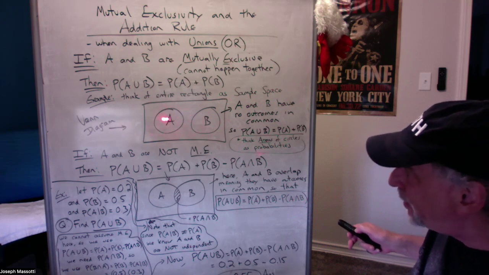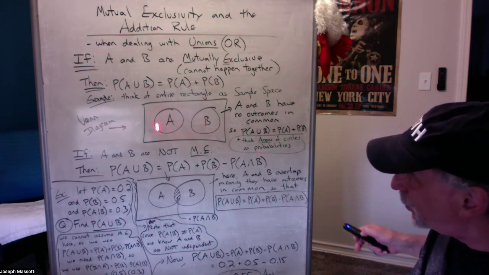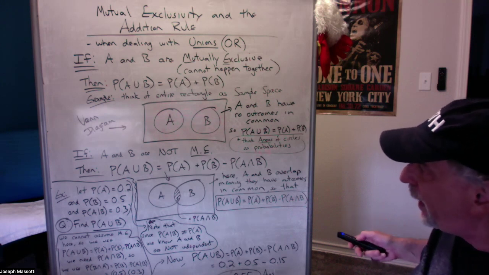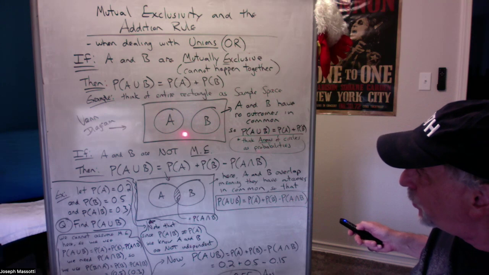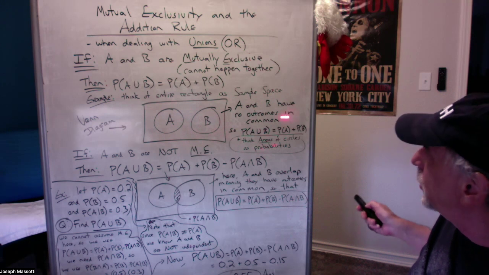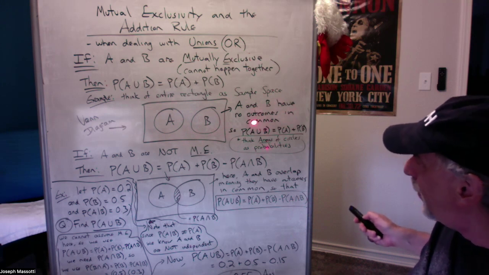So if A happens, if anything in this circle occurs, then this doesn't occur, right? There's only going to be one thing that happens. Either something out here happens, which is neither A nor B, or something in here happens, so event A happened but event B didn't, or here event B happens and event A doesn't. So A and B have no outcomes in common.